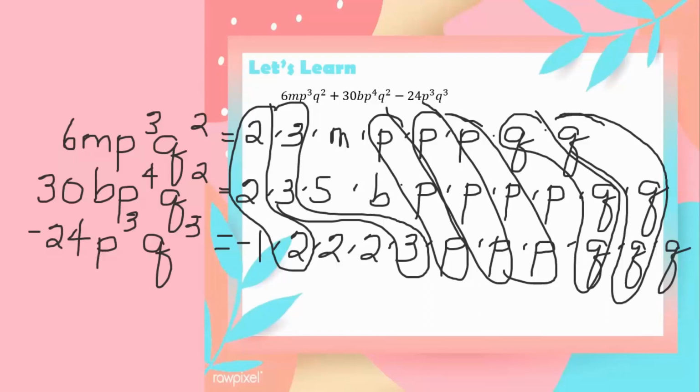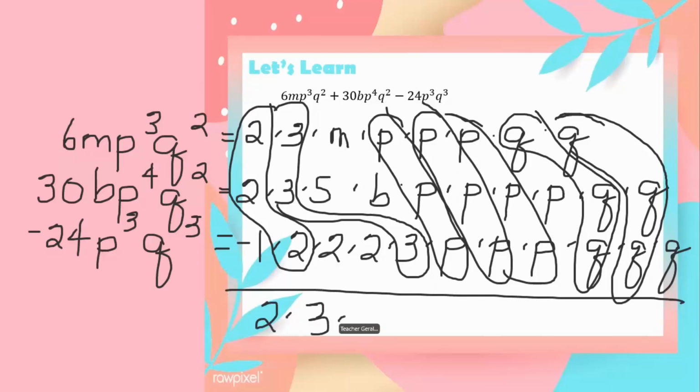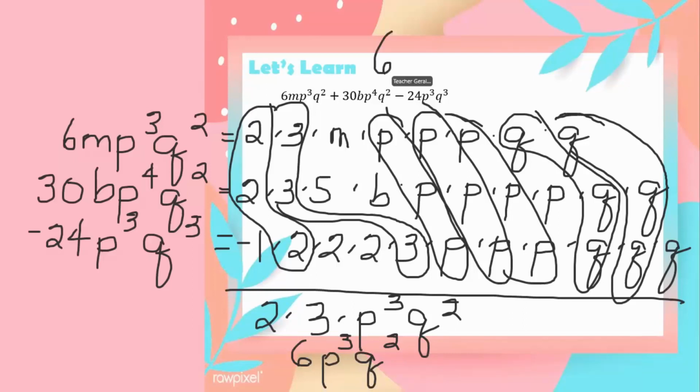So, let us get all the common monomial factor, which is 2 times 3 times p, 1, 2, 3. So, tatlong p. And then, ilang q? Dalawa lang. So, q squared. 2 times 3 is equal to 6. So, 6p cubed q squared. Okay, so this one is a common monomial factor. Sulat natin dito, sulat natin ulit sa taas. And then let's put a parenthesis.